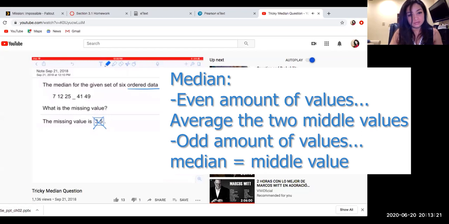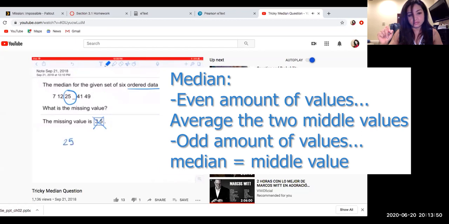Okay, so the data is in order, and the ordering is important because for the median, we want the middle two values. And notice that the middle two values are right here, 25 and our missing value. Another thing to notice is that we have an even number of values, so in that case, we need to add the middle two values and divide by 2 to get our median. So what we can do is create a variable for the missing value and just plug it into the median formula. Let's do that.